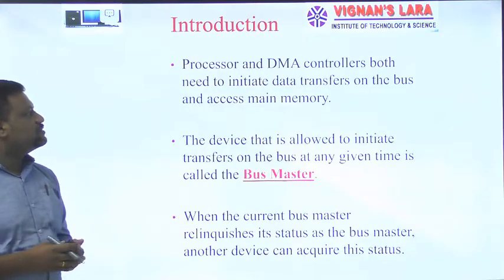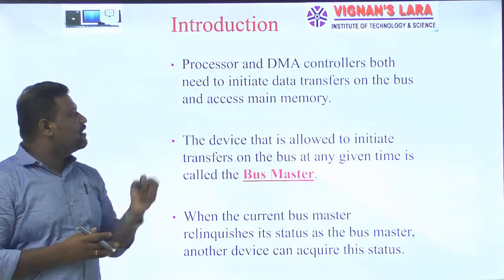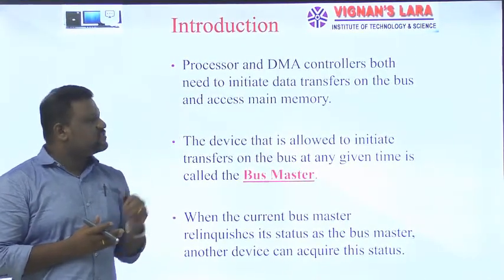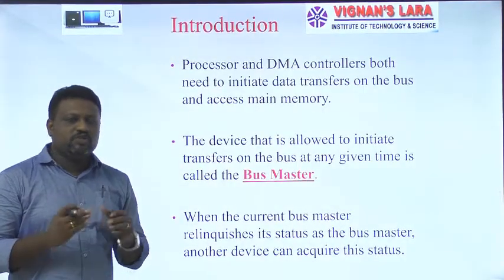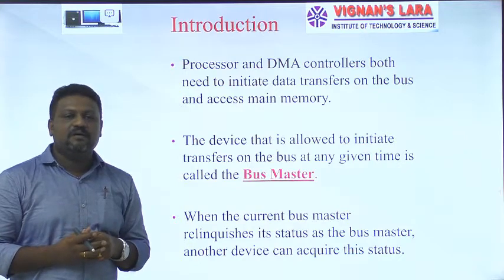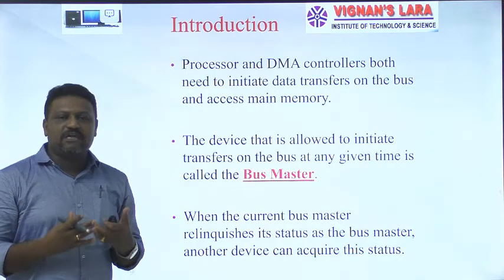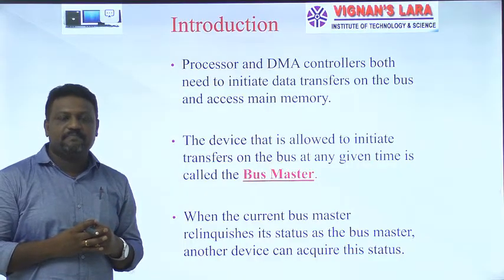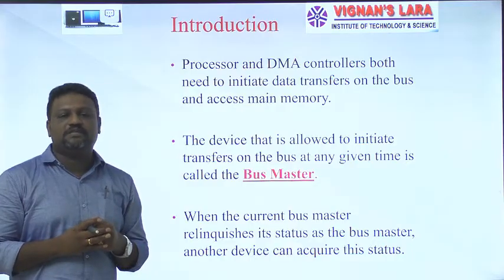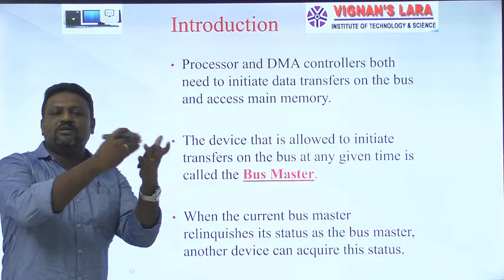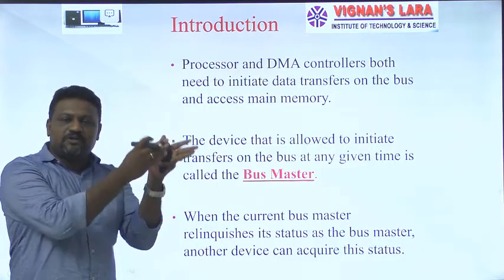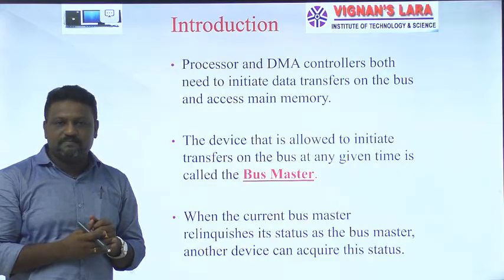Right. So processor and DMA controllers both need to initiate data transfers on the bus and access main memory. Just remember the last class on the direct memory access DMA concept. Your DMA controller acts as an IO module as well as an IO interface. To the DMA controller, we connect a number of IO devices or external devices, and the other end of the DMA controller is connected to the system bus. To the system bus, the processor and memory elements are also connected.